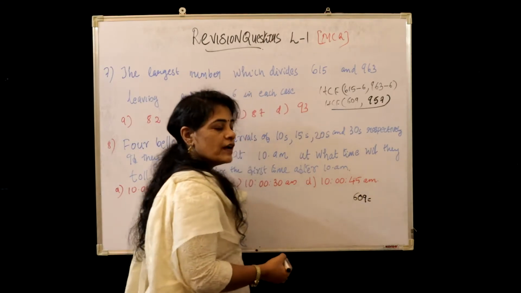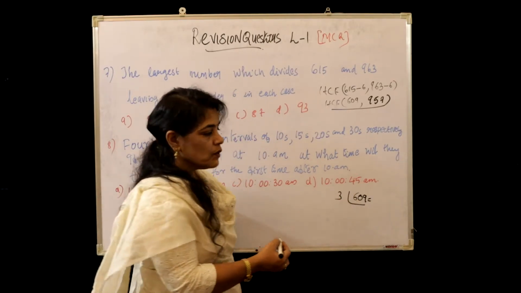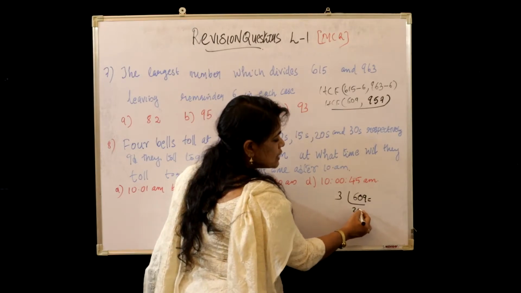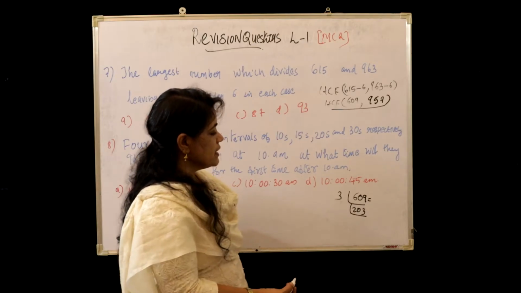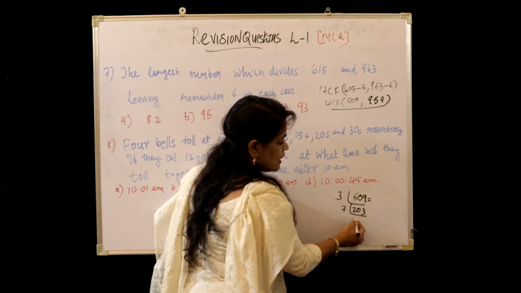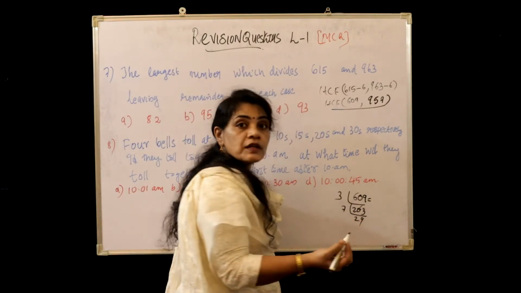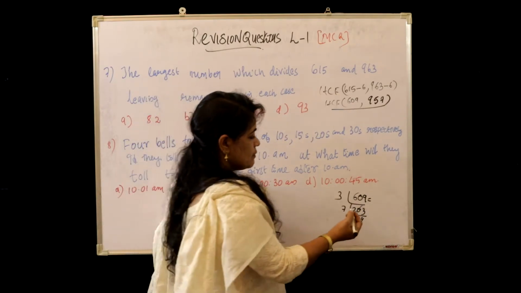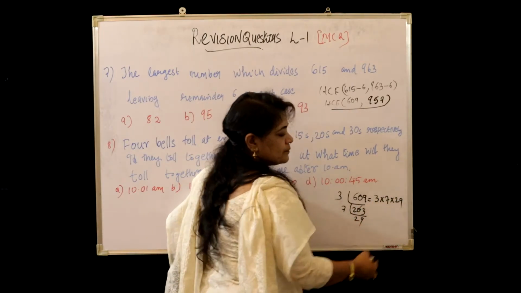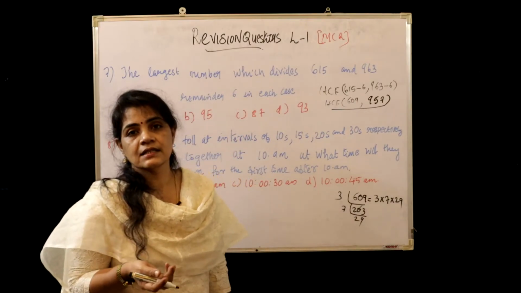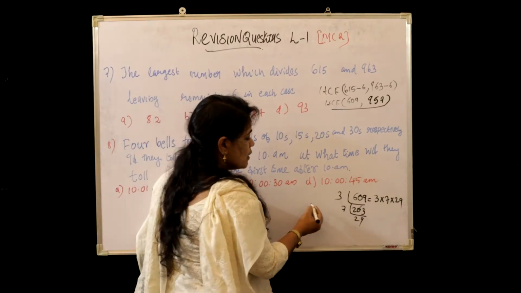So 609, prime factorization, you can start with 3. So 203. Now you can divide with which number, children? 7. 7 in 20, 2 times is 14, remainder 6, 63, 9 times. 29 is a prime number. That means 3 into 7 into 29. We are going to get the HCF by the prime factorization method.